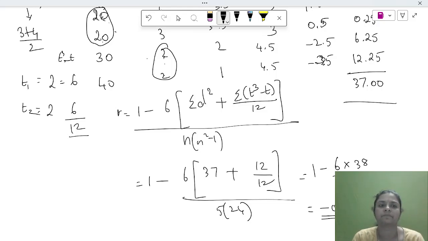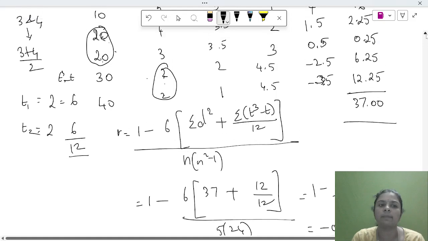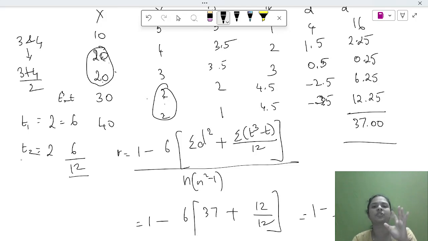Yes, ma'am. First we put 3.5, ma'am. There, that 3 plus 4 by 2, can you explain that part? So which numbers got tied you need to check. So third place and fourth place got tied. So the average will be 3 plus 4 divided by 2. Now suppose 3 positions got tied, third, fourth and fifth position having the same marks, then we will take 3 plus 4 plus 5 divided by 3. So whichever ranks are tied, take those and divide by the number.